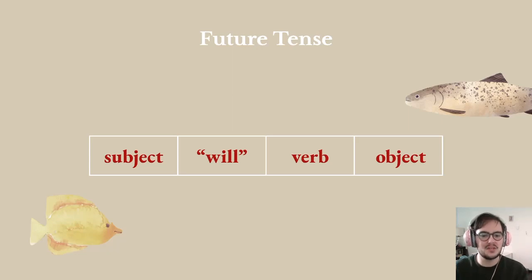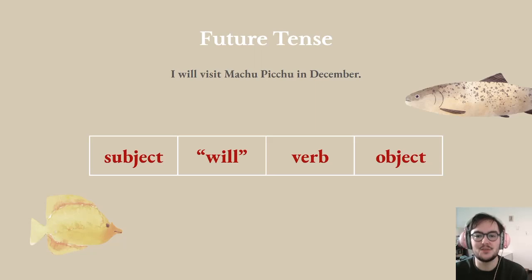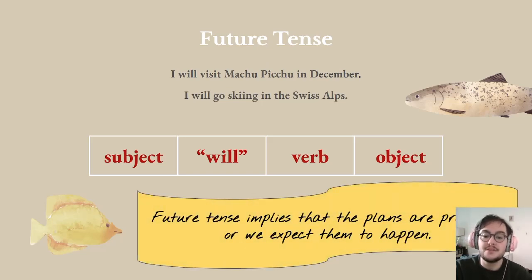So you have the subject, and then will, and then the verb, and then any other information you're adding to the sentence, mostly an object or another phrase. So some examples, like from the beginning, I will visit Machu Picchu in December, specifically. I will visit. I will go skiing in the Swiss Alps. Future tense implies that the plans are prepared, or that we expect them to happen. That's the big difference here, okay?